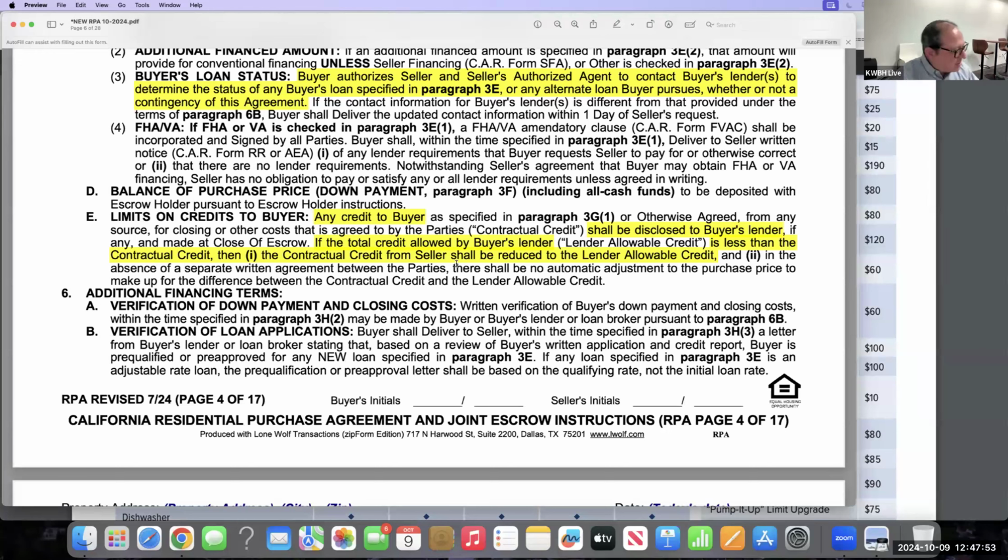So that's why it's important to have this. It hurts the buyer, not the seller, because the seller is paying that. You just said it here: it gets reduced, it's part of the contract.